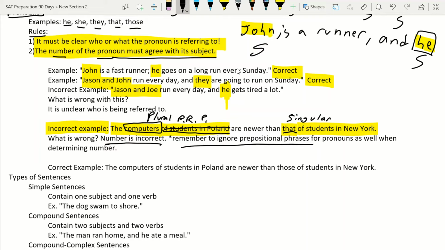Remember, we ignore our prepositional phrases for pronouns as well when we are determining number for pronouns. So we're going to ignore those prepositional phrases. Keep that in mind. It's very important for the SAT writing section.